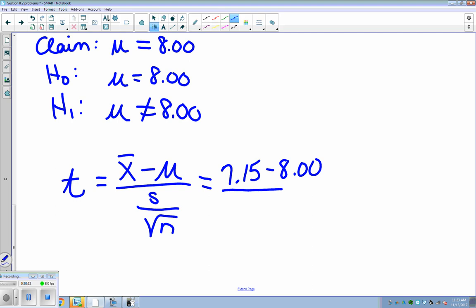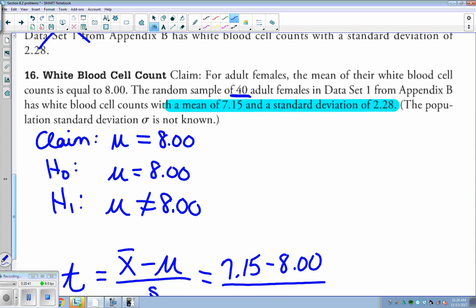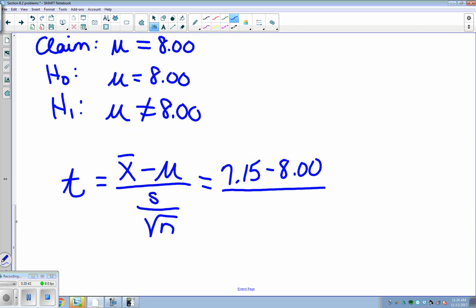So we have that. We're going to divide by the sample standard deviation. And the sample standard deviation, I don't remember what it was. We can go back and look. 2.28. Square root of n, and the square root of n was 40.